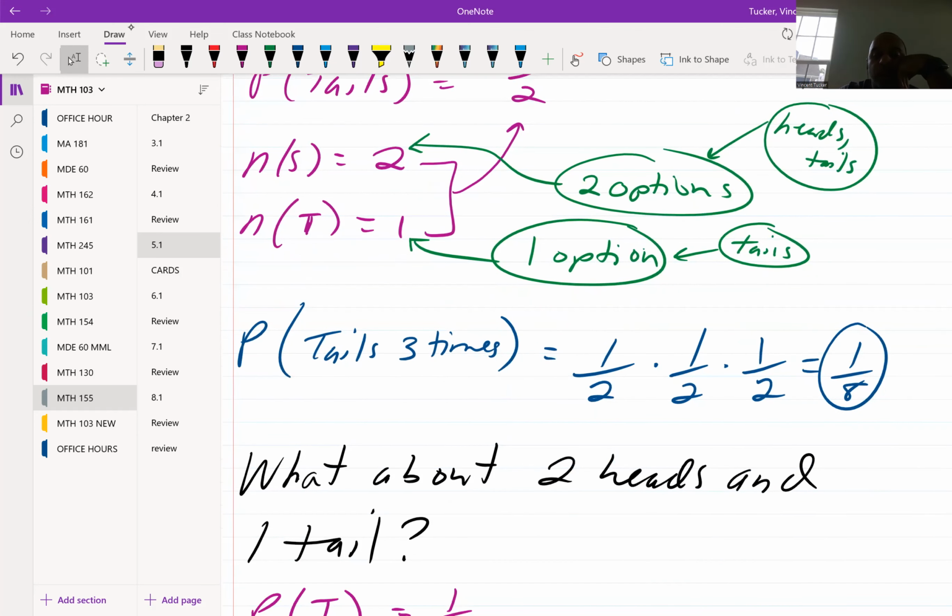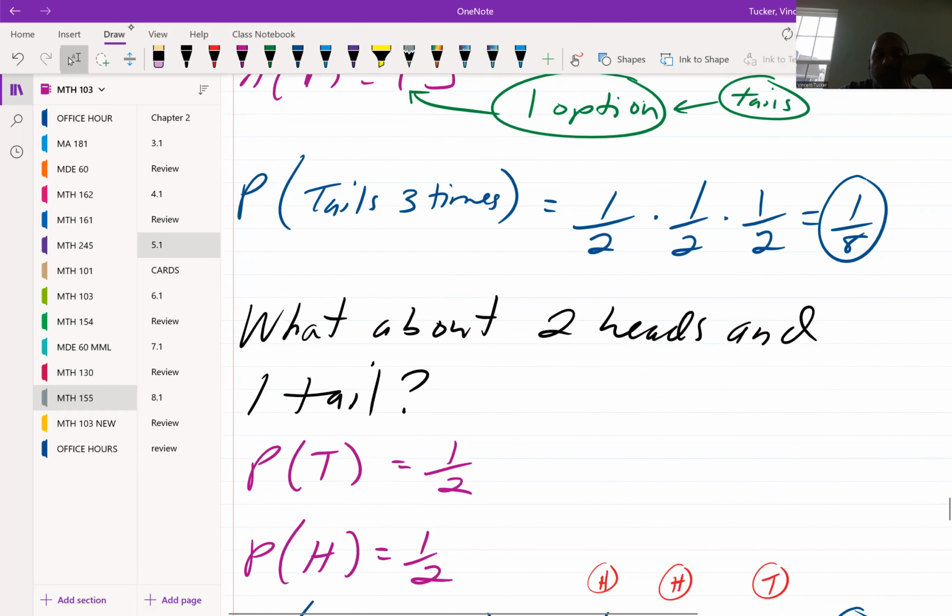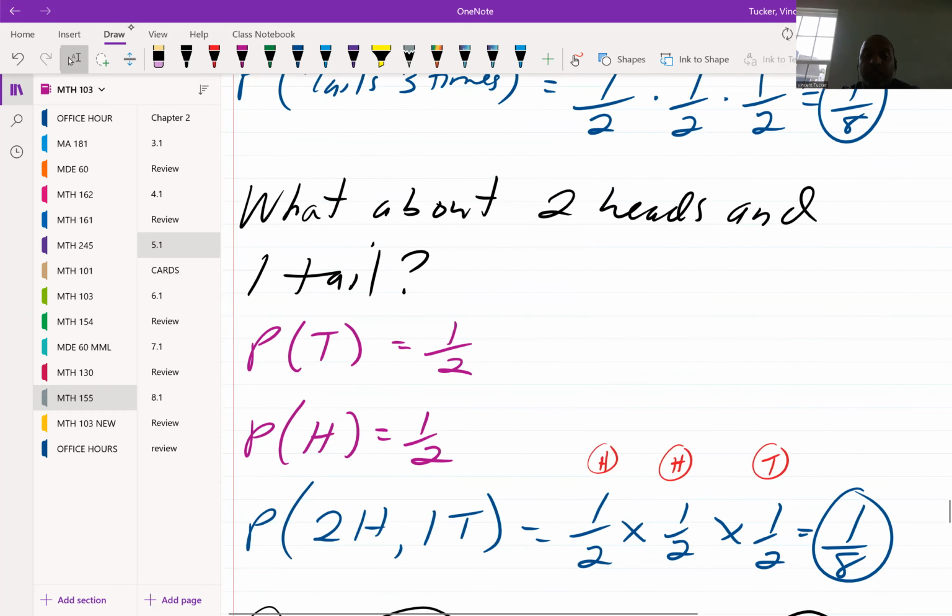All right, next one, what about 2 heads and 1 tail? So if tails is 1 out of 2, that means heads has to be 1 out of 2 as well. 50% chance, 50 plus 50 is 100, or 0.5 plus 0.5 is 1. We'd be looking at 0.5. So the probability in the calculation doesn't change. It's still 1/2 times 1/2 times 1/2. Just that this one's pertaining to heads, this one pertaining to heads, and this one pertaining to tails. But still the calculation of 1/2 times itself 3 times, which gives you 1/8.